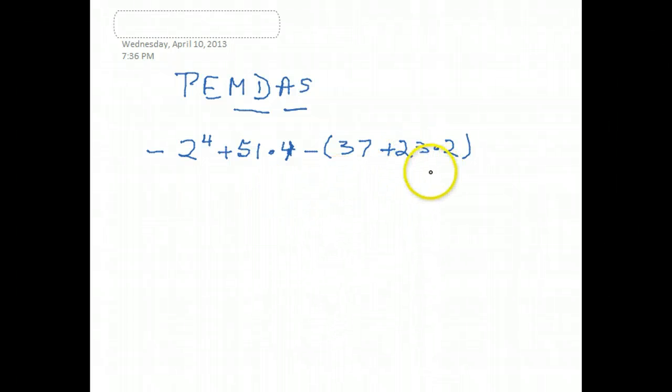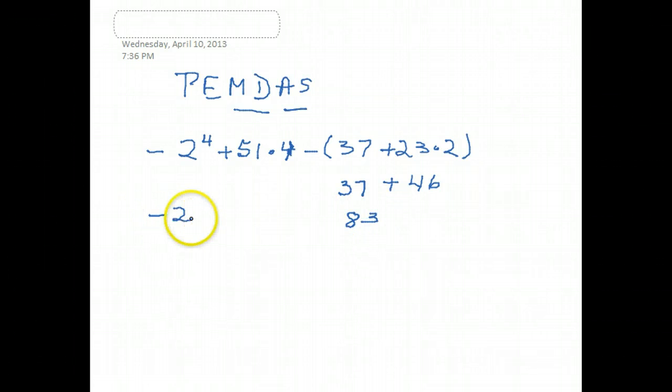So this becomes 37 plus 23 times 2, which is 46. And this whole thing becomes 37 plus 46, which is 83. Right? So now I have minus 2 to the fourth plus 51 times 4 minus 83.